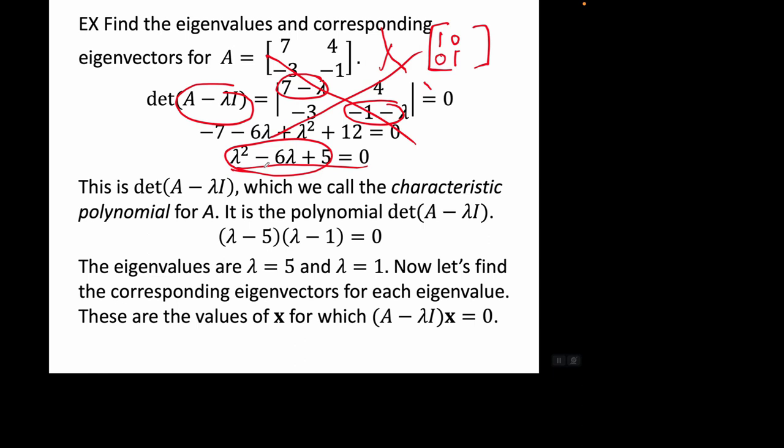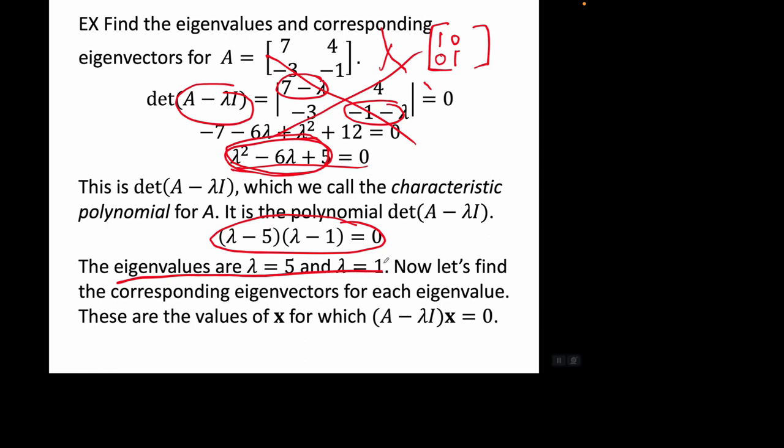Eigen is German for characteristic. So we have eigenvectors, eigenvalues, but we have a characteristic polynomial. It is the polynomial det(A - λI). So let's factor that. Set it equal to 0, we factor, we get this. So it looks like the solutions are going to be λ = 5 and λ = 1. Thus the eigenvalues are λ = 5 and λ = 1.